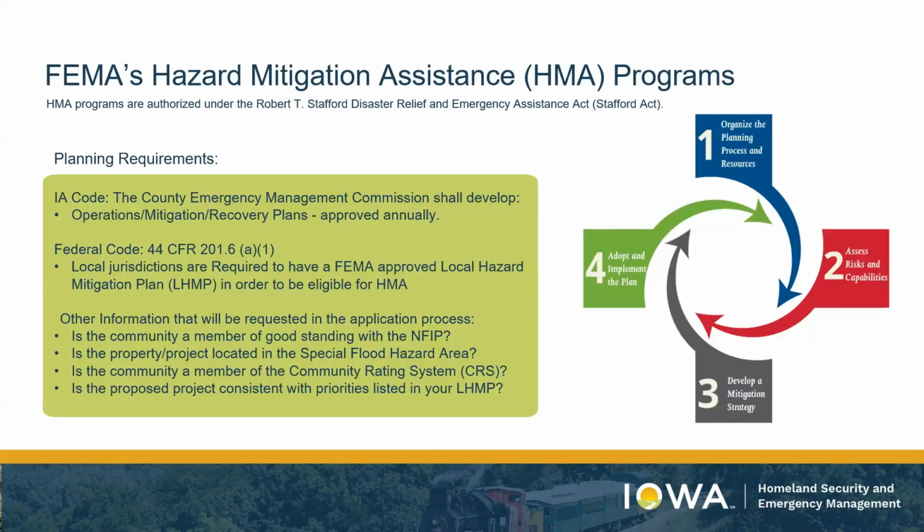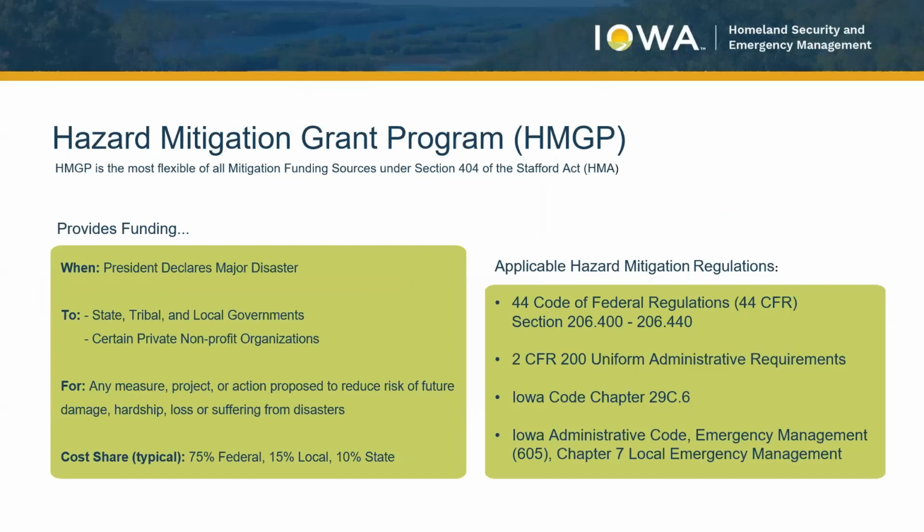So these are some of the planning requirements. Local jurisdictions are required to have a FEMA-approved local hazard mitigation plan in order to be eligible for HMA programs. Of all the HMA programs, HMGP is one of the most flexible of all the funding sources.